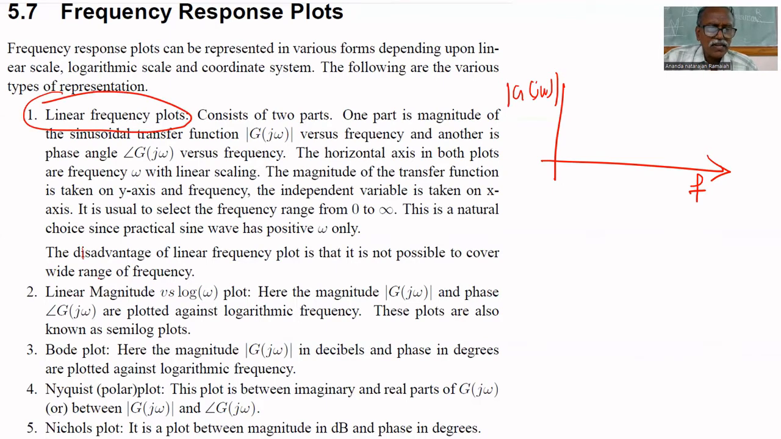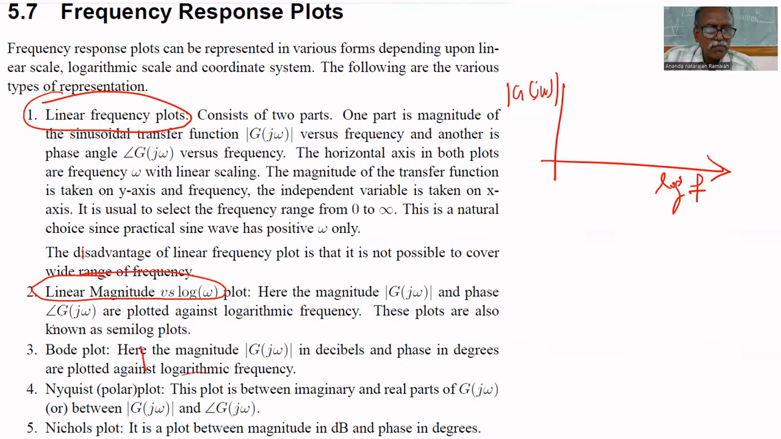Another one is linear magnitude versus log plot. Here, only the frequency is taken in logarithmic scale, log f, but magnitude is in linear only. You will draw it on semilog sheet, and that is called linear magnitude versus log plot.